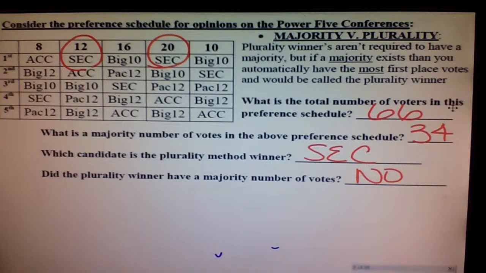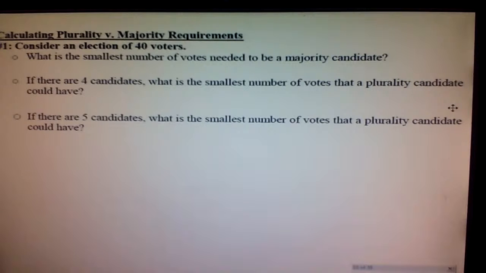Peter and all them over there are working hard. They've already done this section.